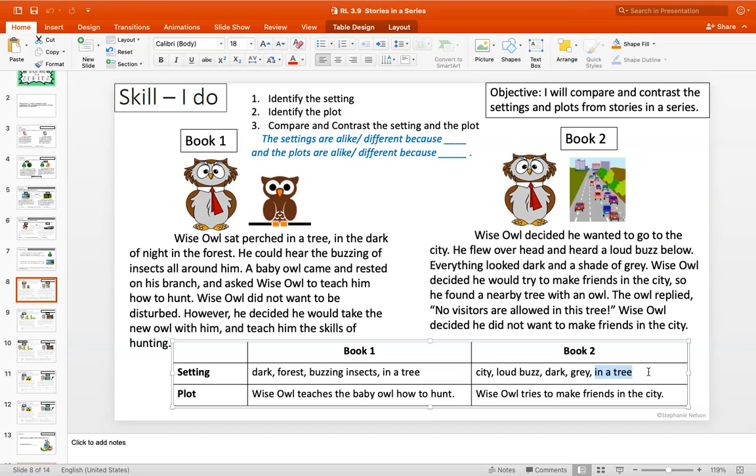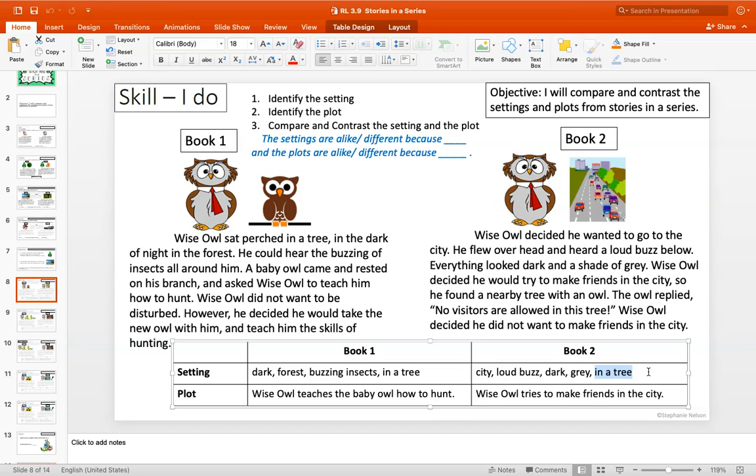So the settings are alike and different because in book 1, there was a dark forest buzzing with insects and a tree. And in book 2, they were in a city with loud buzzing car noises. It was still dark, and there was also a tree in there.